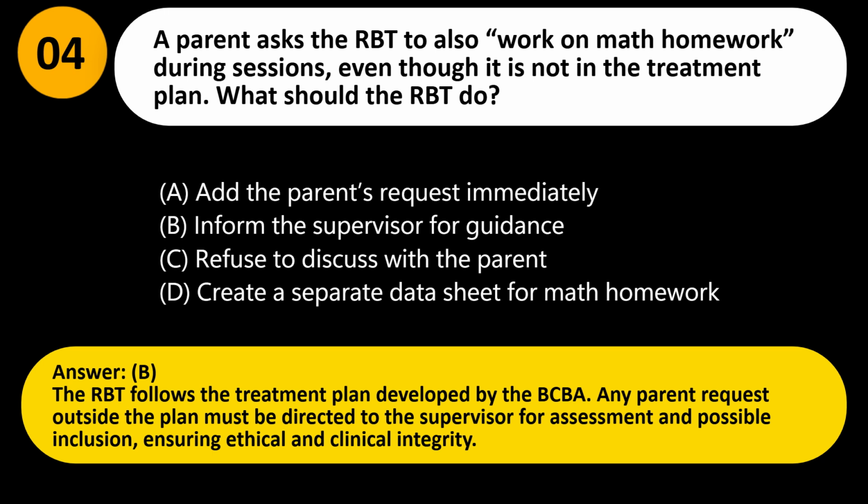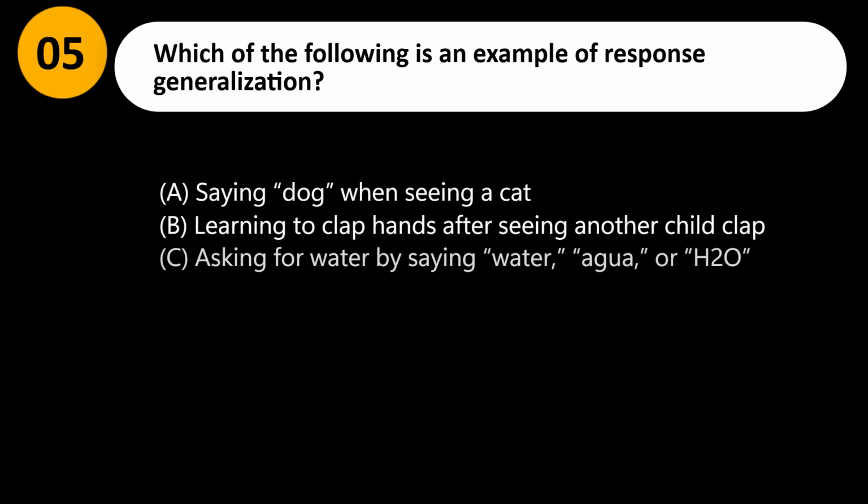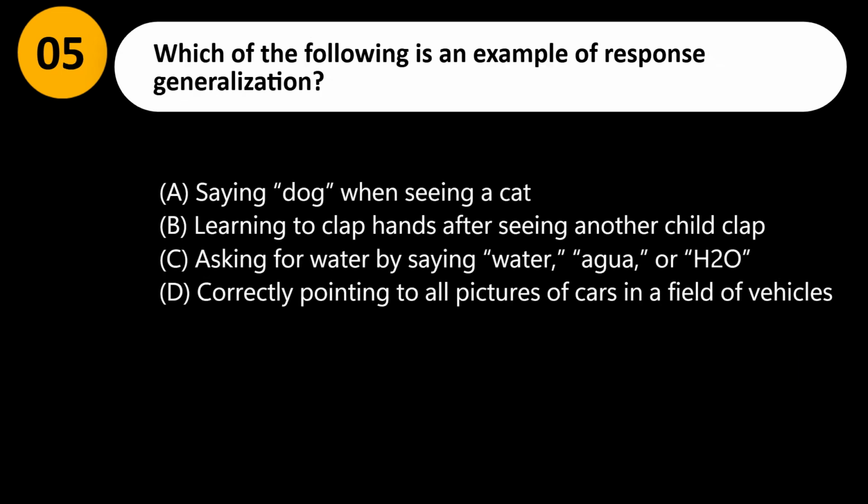Which of the following is an example of response generalization? A. Saying dog when seeing a cat. B. Learning to clap hands after seeing another child clap. C. Asking for water by saying water, agua, or H2O. D. Correctly pointing to all pictures of cars in a field of vehicles.